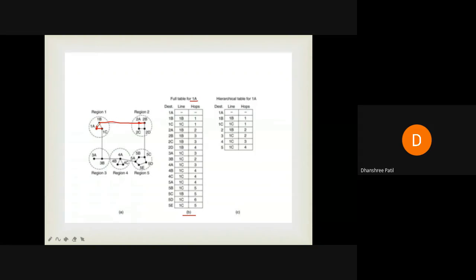So if we consider only one router, that is 1A, and maintain the routing table from 1A to every other router within the network, and count it, it will require a total of 17 entries in one routing table for one router.